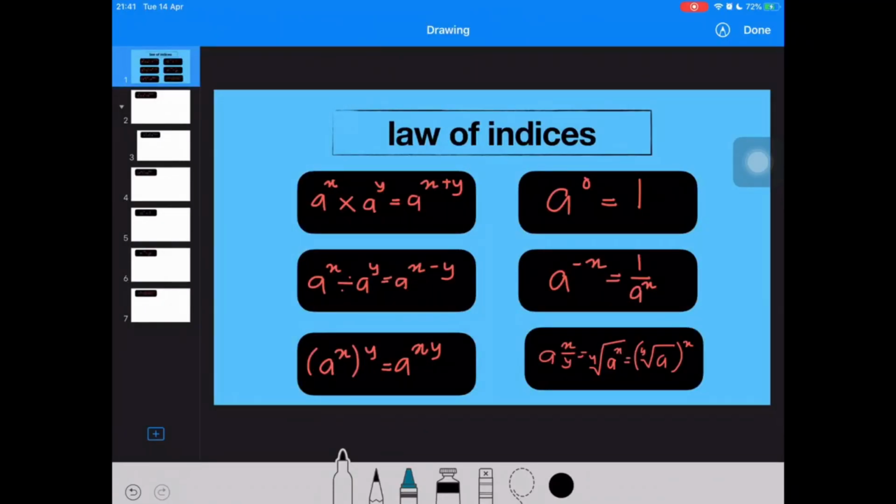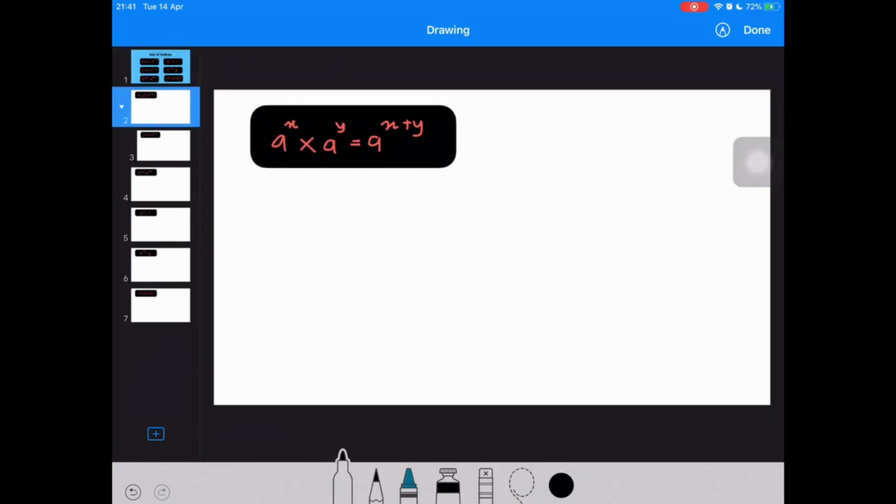For today I would like to introduce you to the sixth law of indices. For the first one, a to the power of x times a to the power of y equals a to the power of x plus y. For the first one, I would like to give you an example. a to the power of 5 times a to the power of 3.